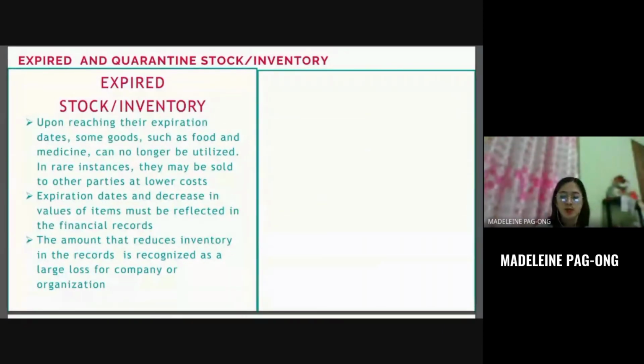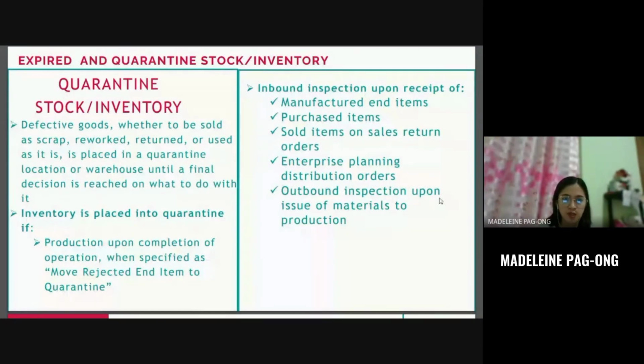Expired stock is when it reaches its expiration date, and like foods and medicine, it can no longer be utilized or hindi na natin siya magagamit since it is expired or it reached its expiration date. But in any situation, maaari natin silang ibenta sa ibang company na may mas mababang gastos. Or in other words, a trader will have to decide what they want to do with their open position before the expiry date. So the next is quarantine stock inventory.